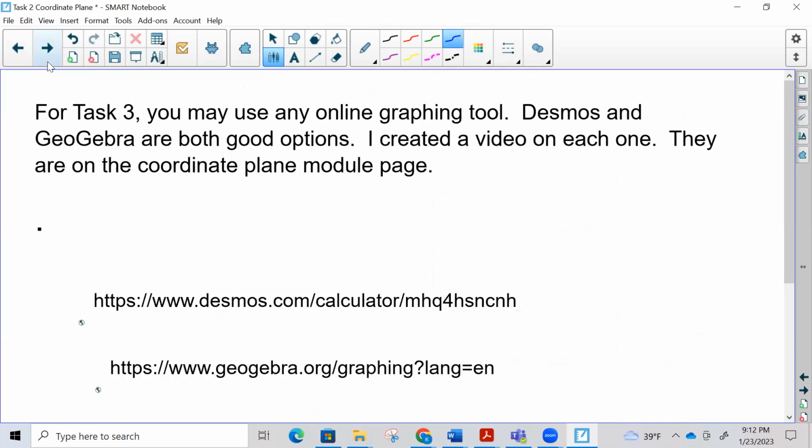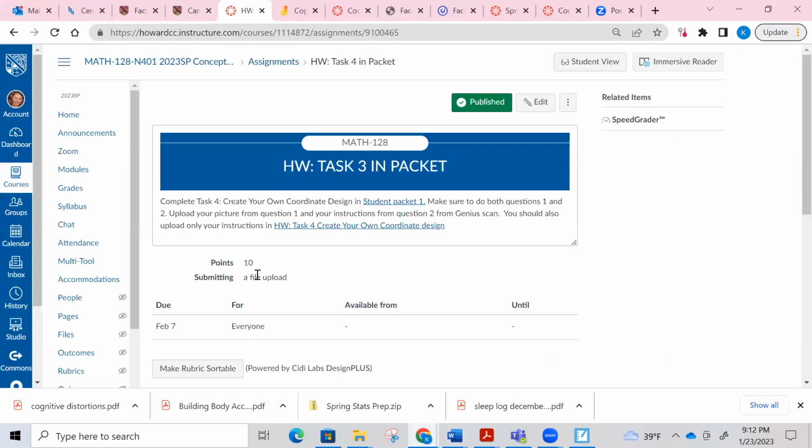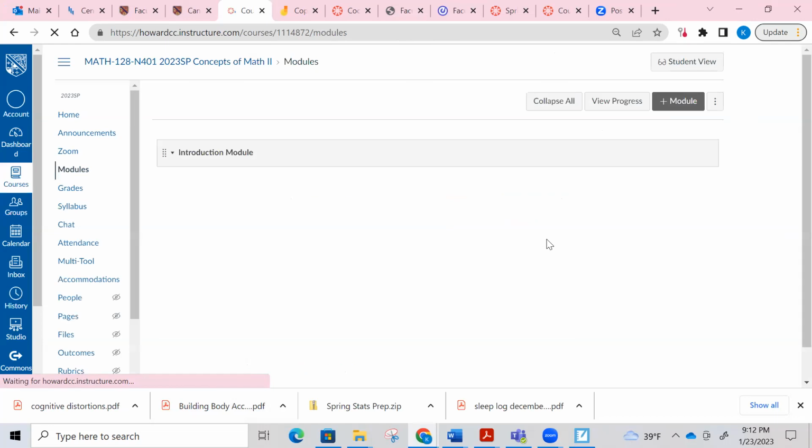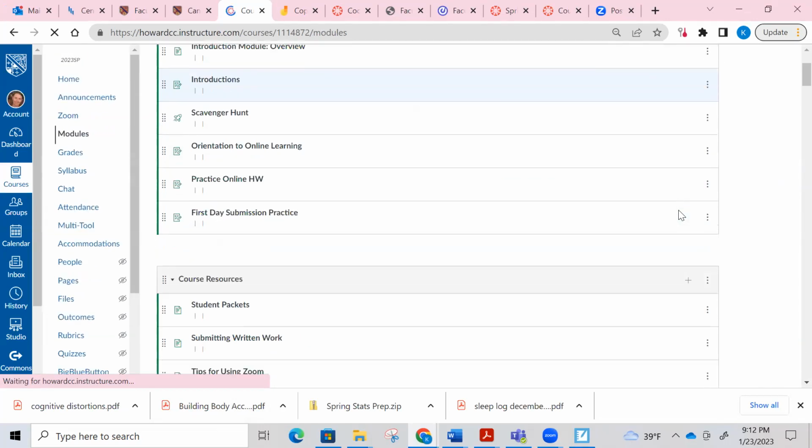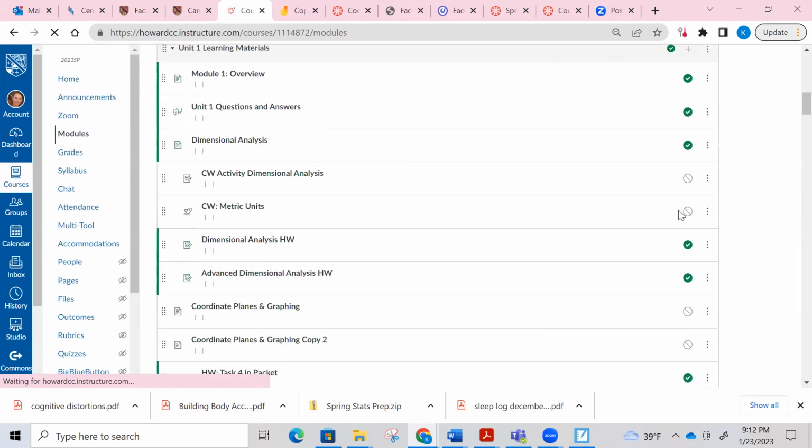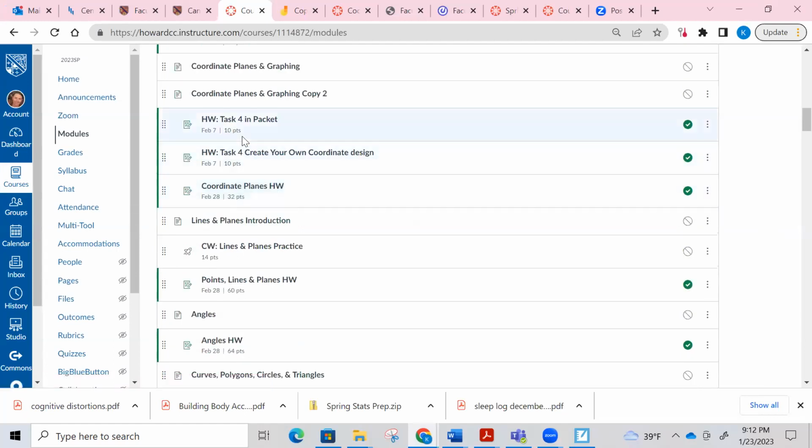So what you're going to do is do that, and then on Canvas, you are going to load it under homework task 4 in packet.